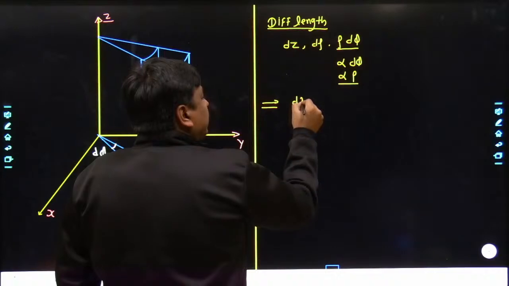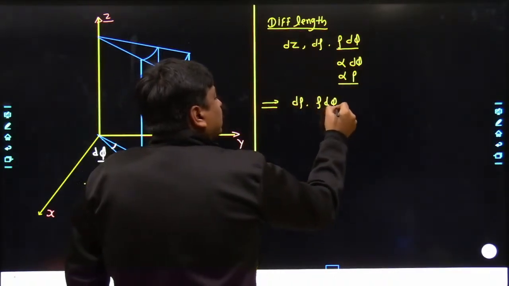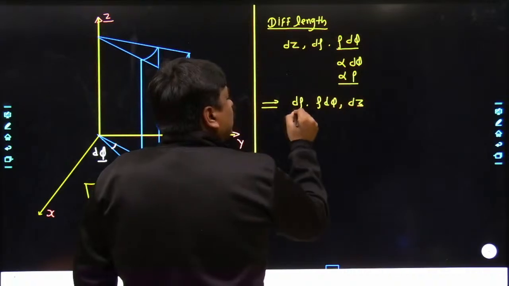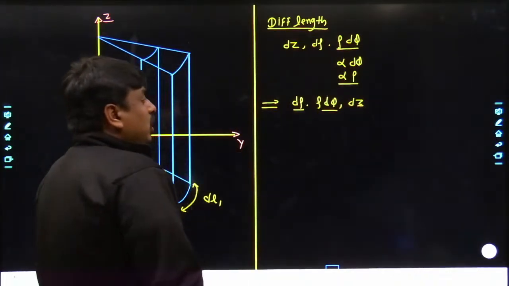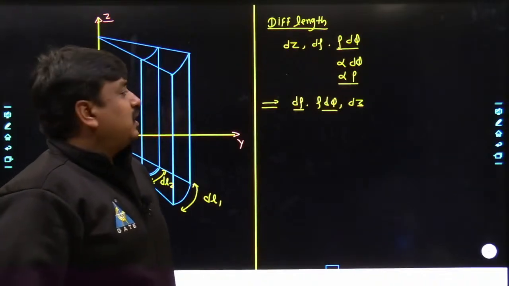So the differential length in future, if I would be talking in terms of cylindrical coordinate system, you would be having d rho, then you would be having rho d phi, and at last you would be having dz, where d rho is the differential length in the direction of rho, rho d phi is the differential length in the direction of phi, and similarly dz is the differential length in the direction of z.